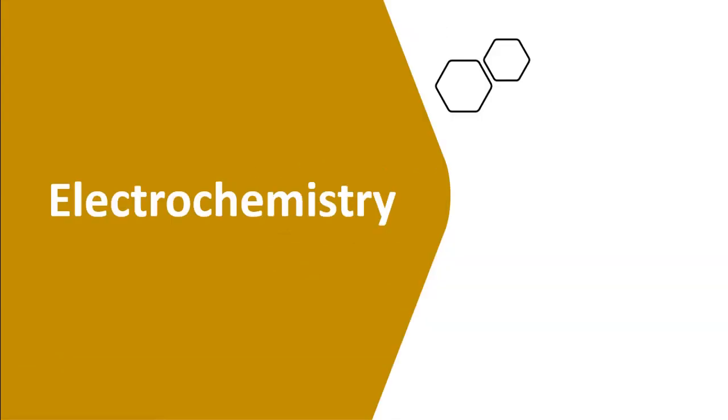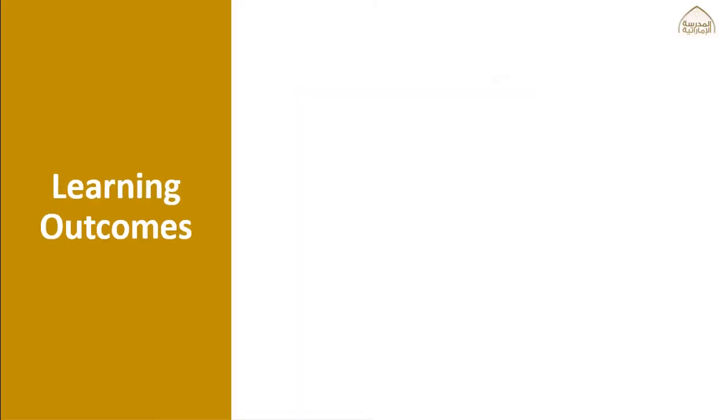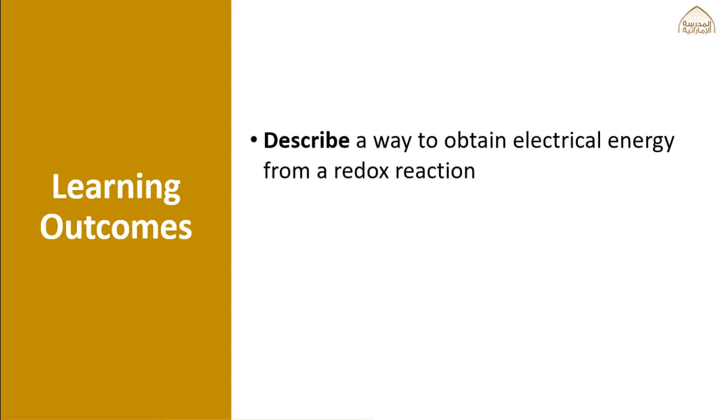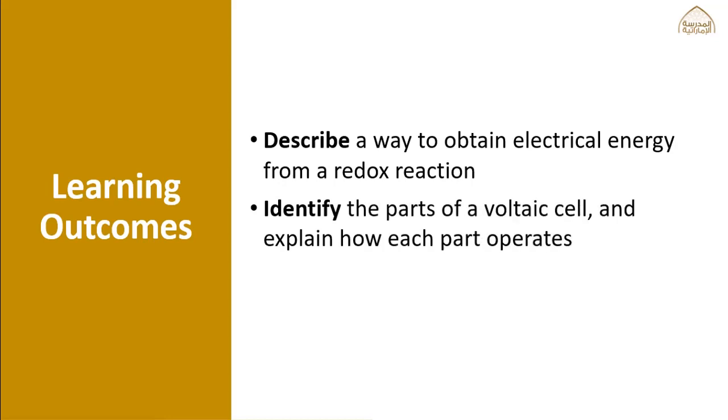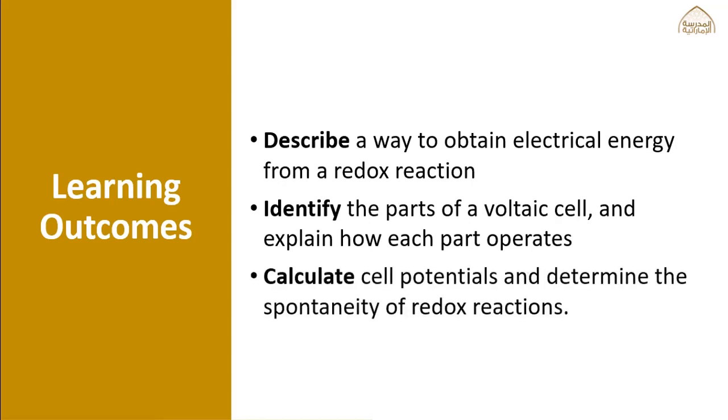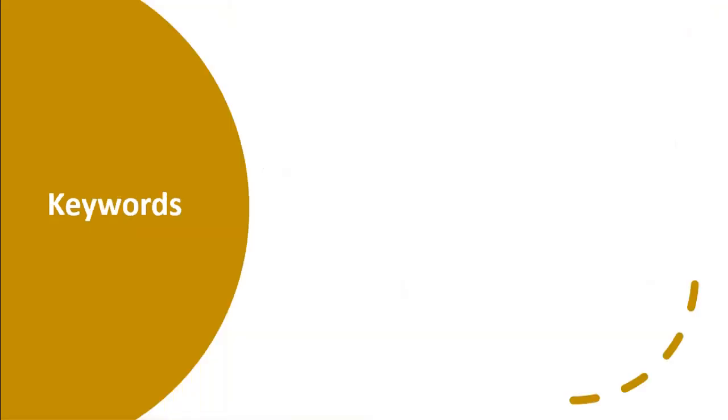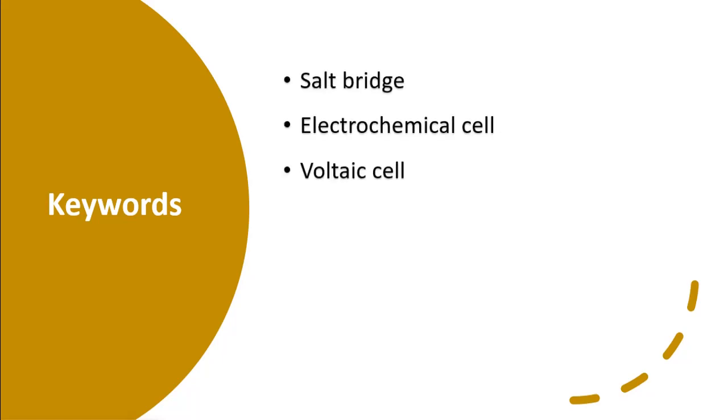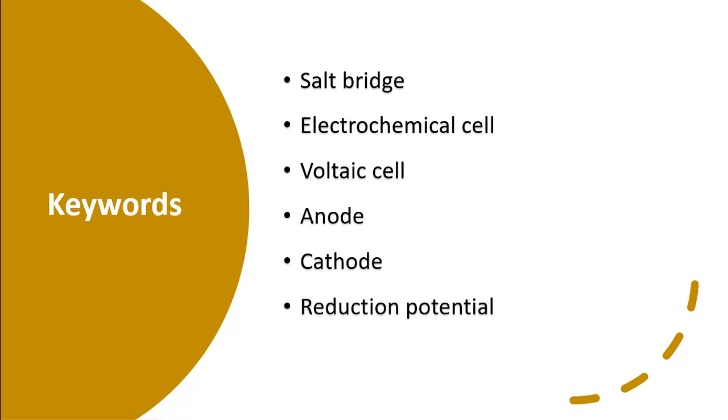This lesson we will be discussing electrochemistry, lesson number 5.1, lesson title Voltaic Cell. Learning outcomes for the lesson: describe a way to obtain electrical energy from a redox reaction. Identify the parts of a voltaic cell and explain how each part operates. Calculate cell potential and determine the spontaneity of redox reactions also. Keywords for the lesson: salt bridge, electrochemical cell, voltaic cell, anode, cathode, reduction potential, standard hydrogen electrode.